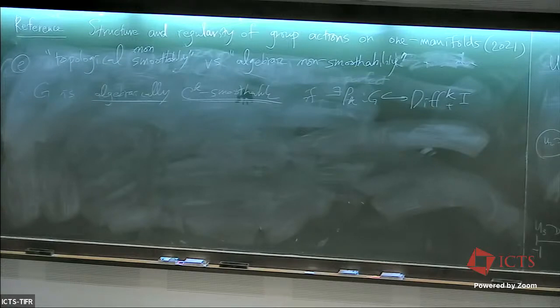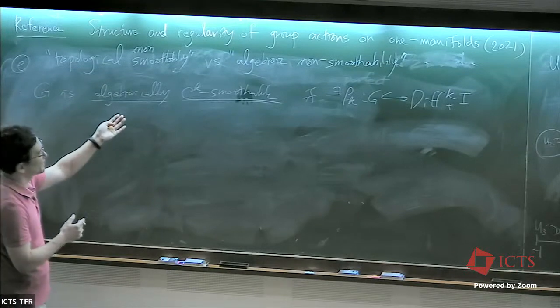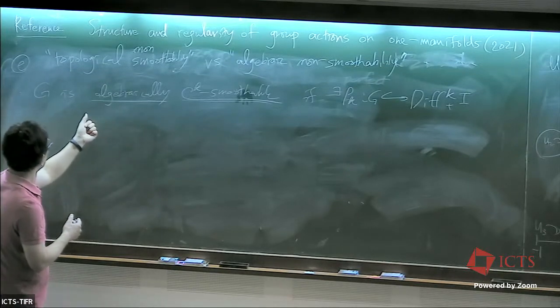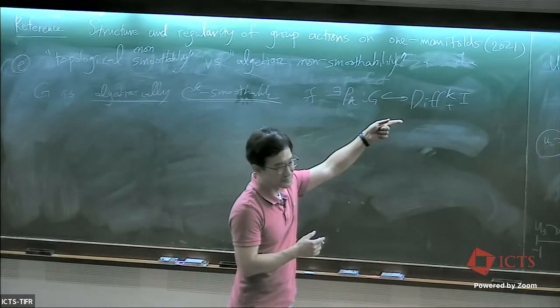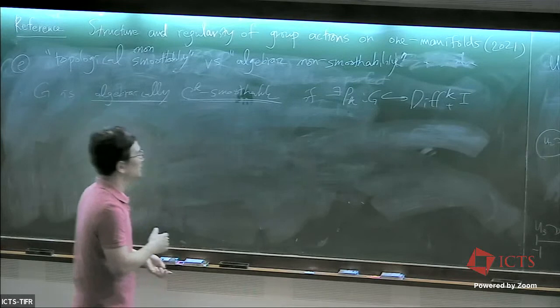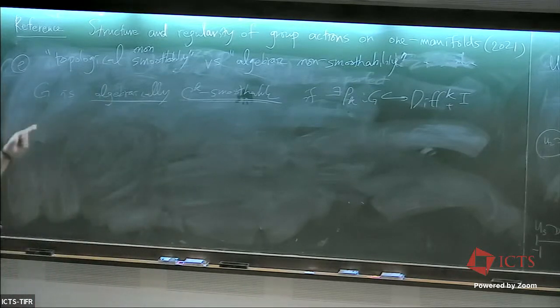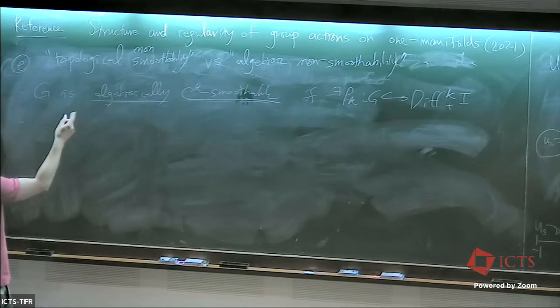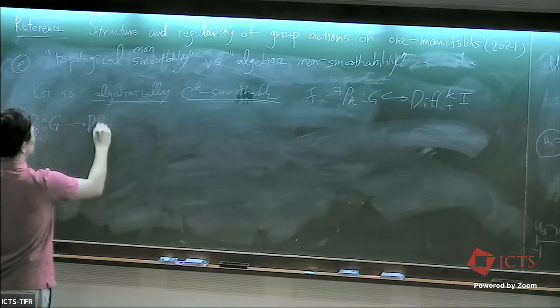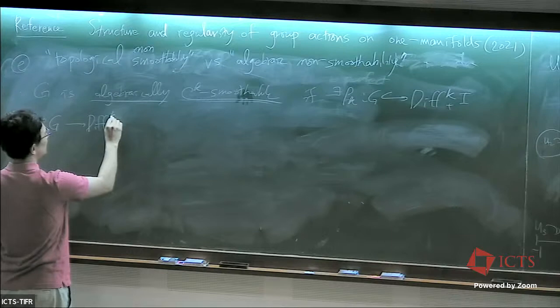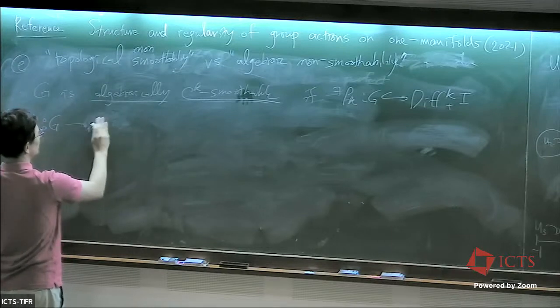Can you repeat the difference between topological smoothability? Right, so a group is algebraically C^K smoothable if and only if there exists some representation into Diff^K of the interval. So it doesn't care where G came from. It only remembers algebraic structure. But for topological smoothability, you care about the representation. So rho into, say, Homeo of the interval.